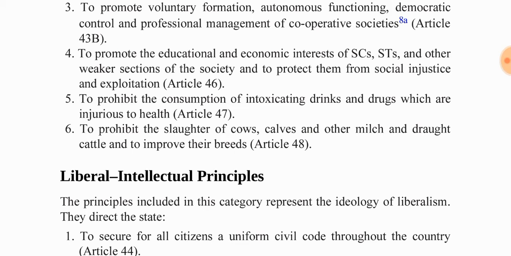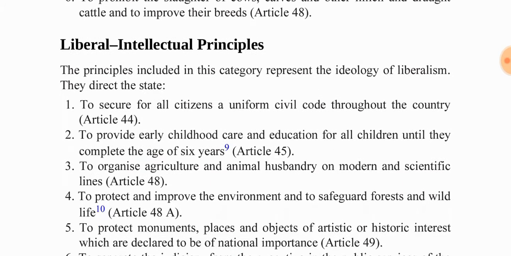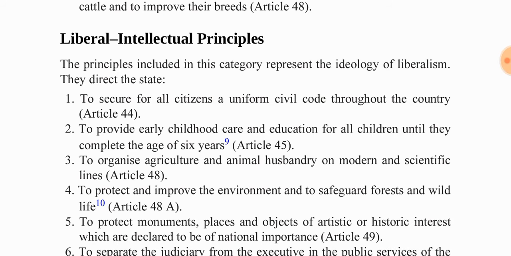So we move on to the last principle, that is the liberal intellectual principles. The principles included in this category represent the ideology of liberalism. They direct the state to secure for all citizens a uniform civil code throughout the country, as in Article 44, and also to provide early child care and education for all children until they complete the age of 6 years, as in Article 45.